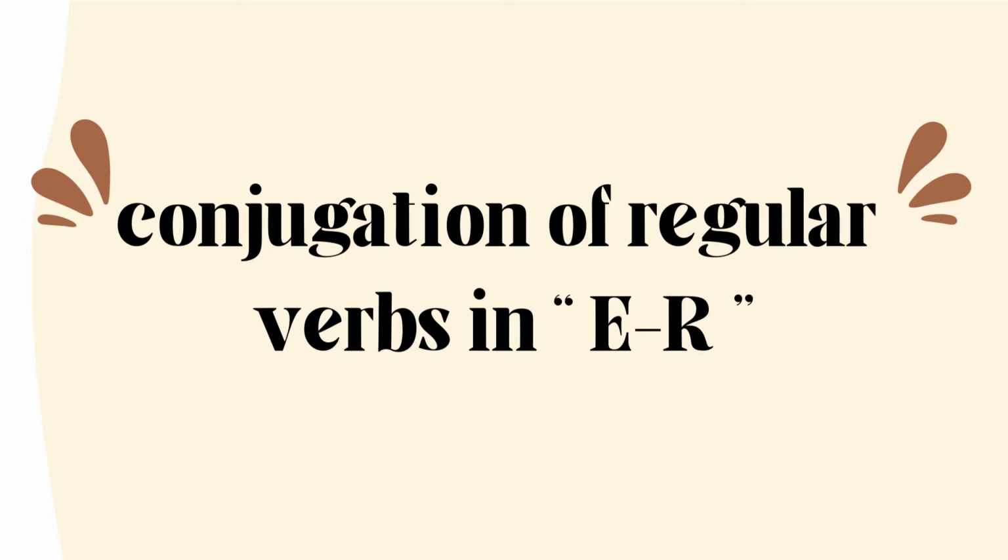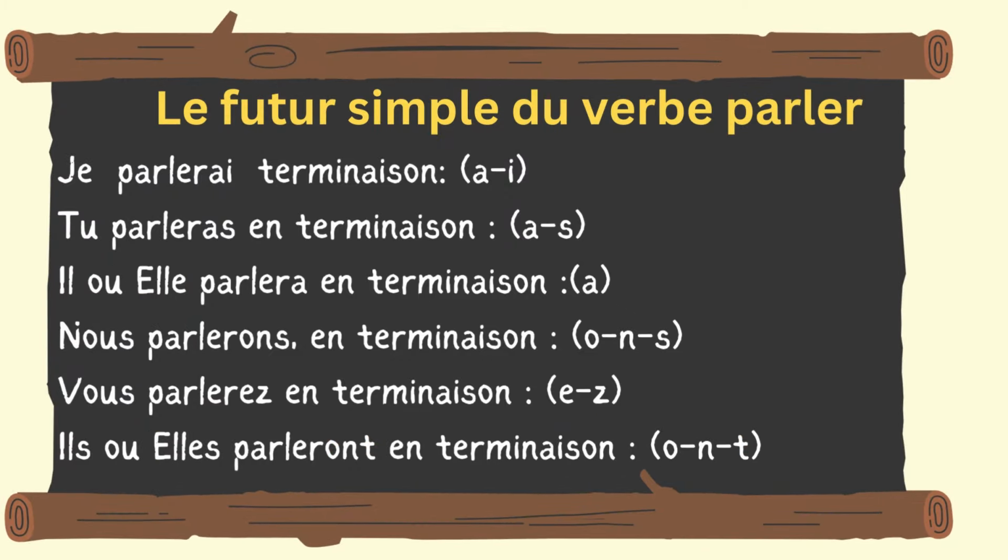Conjugation of regular verbs in er. Le futur simple du verbe parler. Je parlerai, terminaison ai. Tu parleras, terminaison as. Il ou elle parlera, terminaison a. Nous parlerons, terminaison ons. Vous parlerez, terminaison ez. Ils ou elles parleront, terminaison ont.